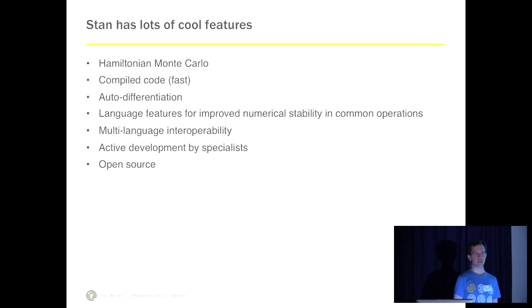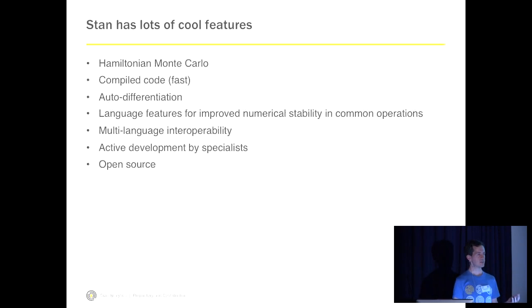They're compiling your code to C, which means that it runs pretty fast. There's a lot of language features around having different probability distributions, features for improved numerical stability with common statistical operations. And as I mentioned, multi-language interoperability. At Civis, we have people who work in R and we have people who work in Python. And when we use Stan to share models, it's really easy to communicate between people who work best in R and people who work best in Python.